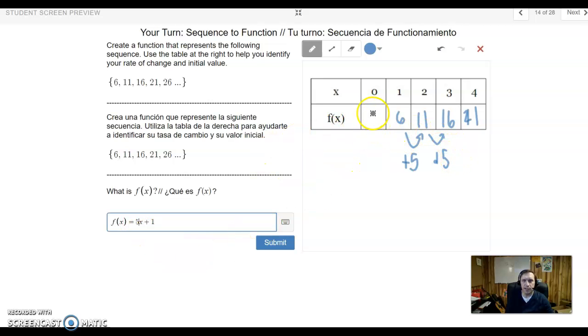Now, how do I find this initial value? Well, if I went up by 5, I just go backwards by 5 and I get 1. And so that's where my 1 came from. Any more questions about this? Join us in office hours.